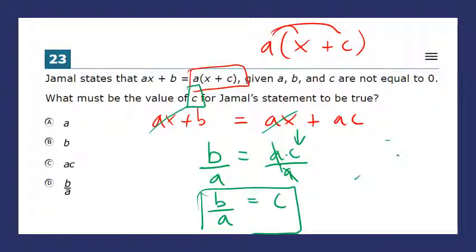So take a look at your answer choices, and what you should see here is that b over a is one of our answers. So, although this problem seems pretty complicated just because there's no numbers here, use your skills for solving equations to make sure that you can work your way through this question as logically as possible. So there is number 23.